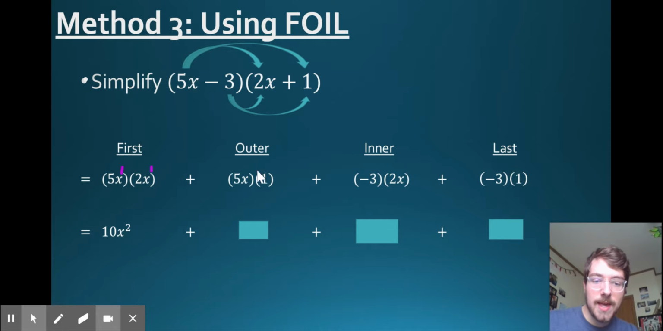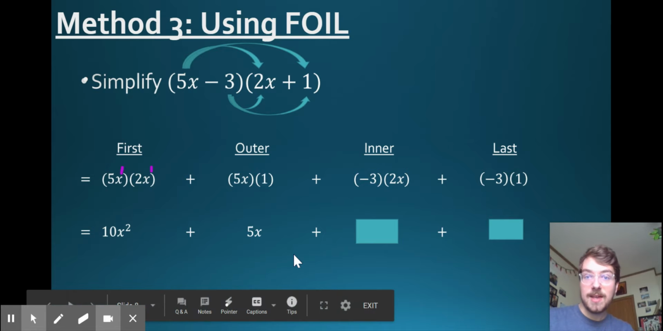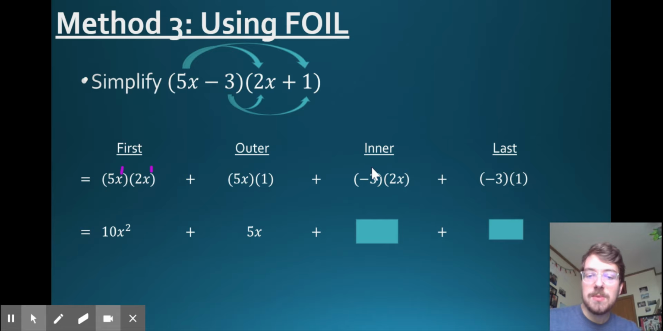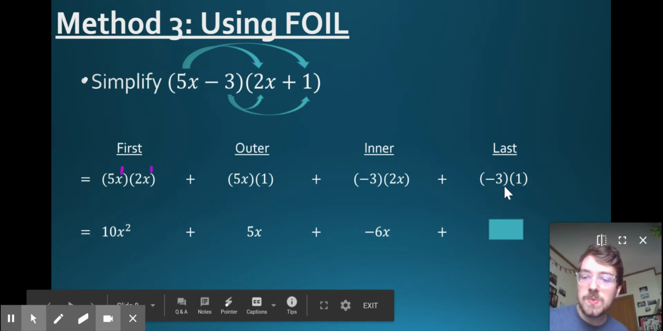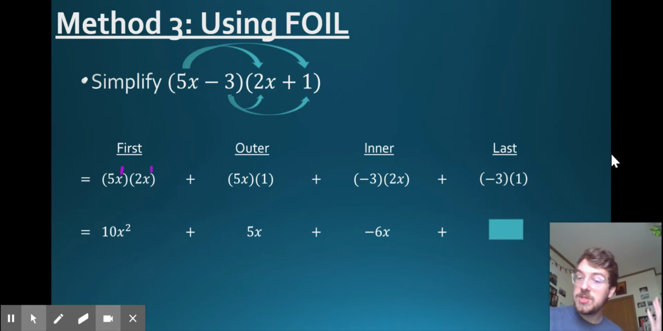My next one, 5x times 1, well, that's kind of nice because anything times 1 is just itself, right? So it should just be 5x. My next one, I'm doing negative 3 times 2x, so we multiply our coefficients, our numbers. Negative 3 times 2 gives me negative 6, and only the 2 has the x, so we're going to slap that x on there. I should have negative 6x. And then my last one, I'm doing negative 3 times 1, which again, anything times 1 is just itself, so it's going to be negative 3.